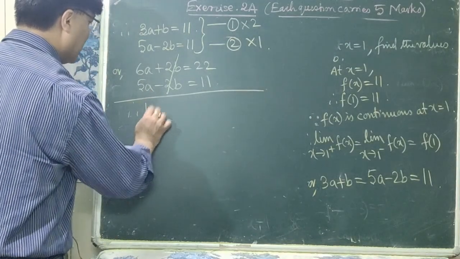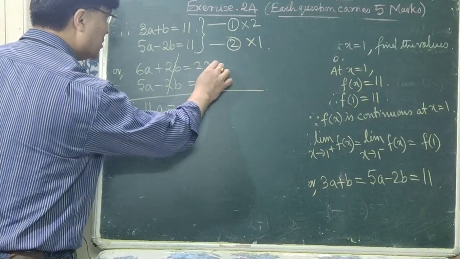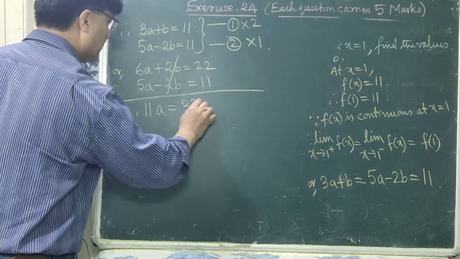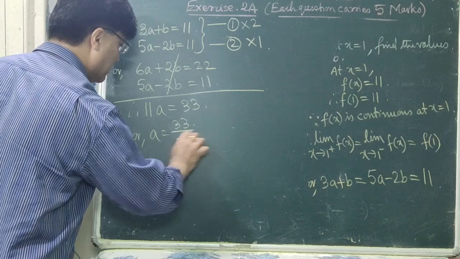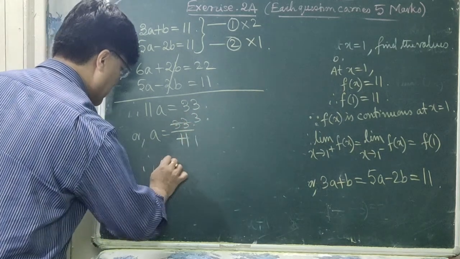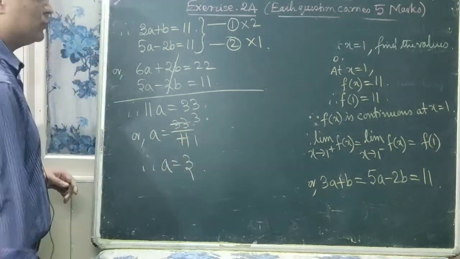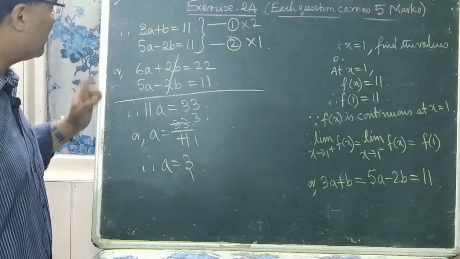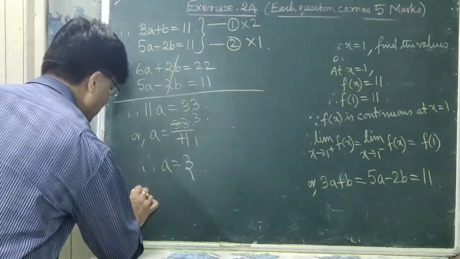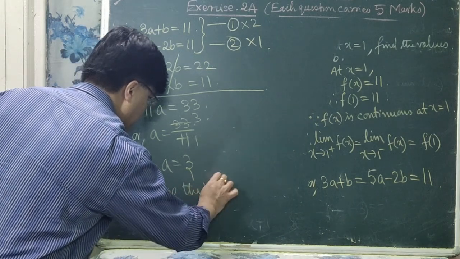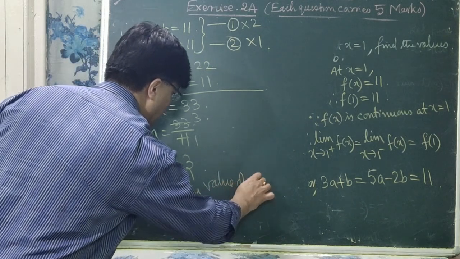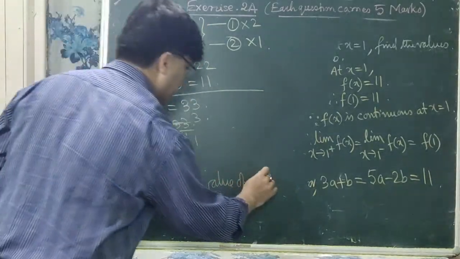6a plus 5a, 11a is equal to 22 plus 11 will be 33. What is the value for a? A is equal to 33 by 11. So what is the value for a? A is equal to 3. Is that clear? Now we have to get the value for b. Putting the value of a in 1.